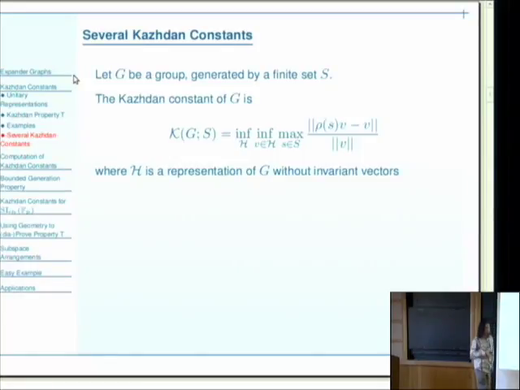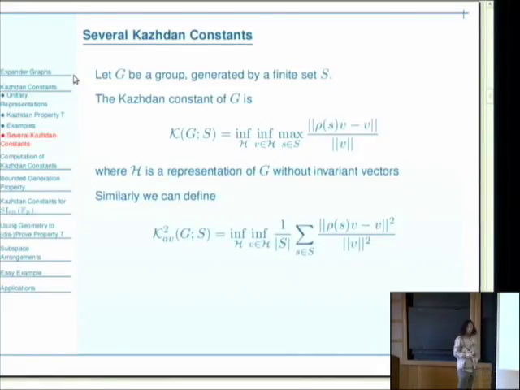Does it matter that it's representations without invariant vectors and not irreducible representations? In this definition, it matters, and you have to take all representations. If you look at irreducible representations only, you have to put something like 1 over the size of the generating set. You have to put a correction factor. In the limit case, if you just care about whether this thing is positive or not, there is no difference. But in general, you have to be a little bit more careful.